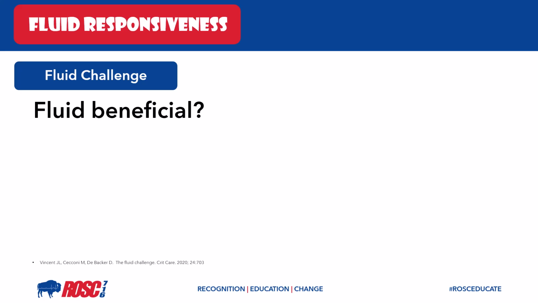A fluid challenge test is conducted by measuring a baseline stroke volume or cardiac output, giving a fluid bolus, and then checking a post-intervention stroke volume and/or cardiac output. So if there is an increase by 10% or greater in the stroke volume and/or cardiac output, the patient is deemed to be a fluid responder. Now, this sounds great at first, very simple. However, remember, only about 50% of your patients are going to be fluid responsive.